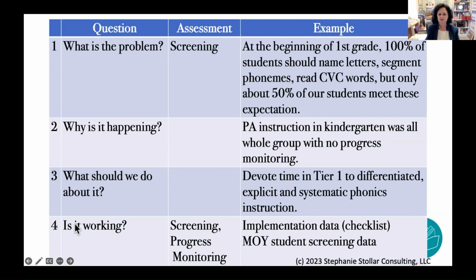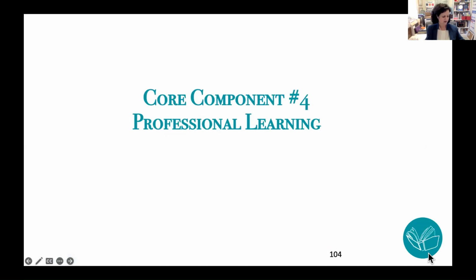And when it comes to system level problem solving, we are not using progress monitoring in the same way that we would with students, but we are using our screening data over time to see if the changes that we made, this plan that we put in place, is actually reducing risk. So we would look at the middle of year screening data to see if fewer students are now at risk. Okay, that's a quick example of how the problem solving process would play out at the student level and at the systems level.